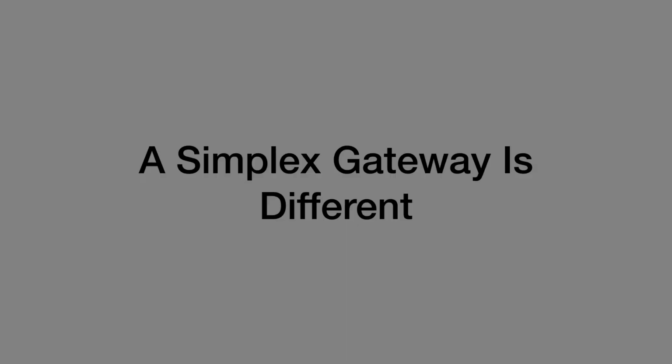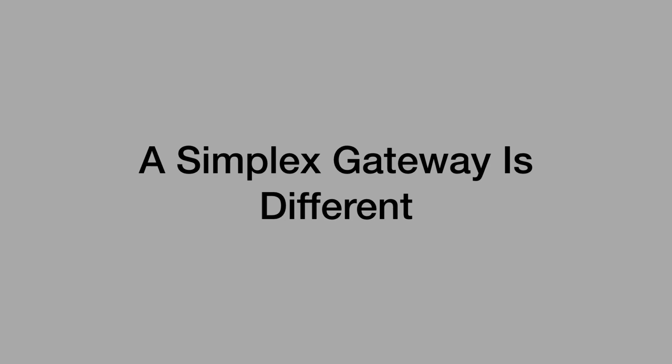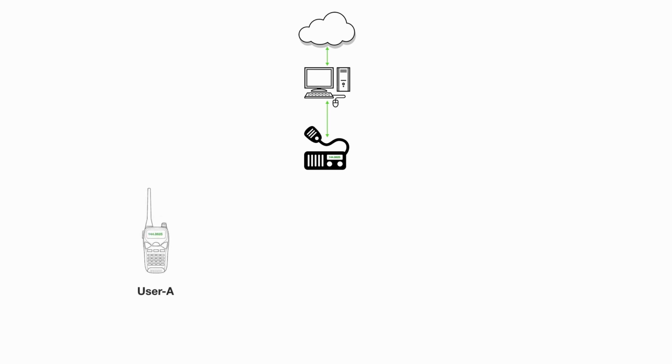A simplex gateway is different. A simplex gateway generally consists of a radio attached in some way to a computer, which in turn is connected to the internet. There is only one radio which does both transmit and receive. If the radio is receiving, it cannot transmit, and vice versa. Now, if user A calls on the frequency, he is received by the gateway radio and transmitted over the internet via the computer. This is all fine until we introduce user B.